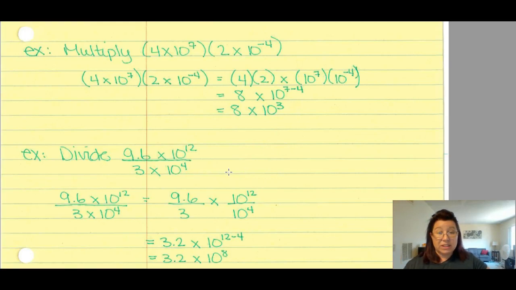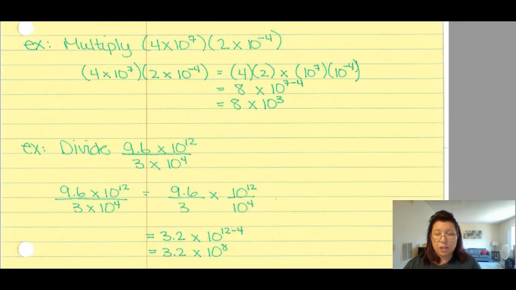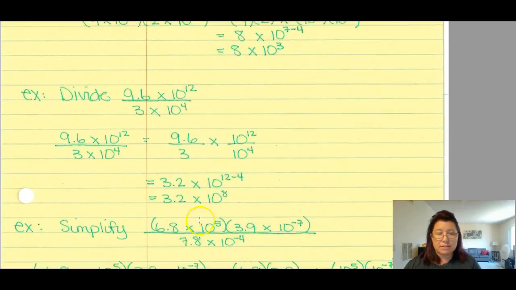Dealing with division, we're going to treat it the same way. We're going to separate the numbers. We're going to separate the powers of 10. 9.6 divided by 3 times 10 to the 12th divided by 10 to the 4th. Using our exponential rules, 9.6 divided by 3 is 3.2. And that's going to be 10 to the 12th minus 4, in other words, 10 to the 8th. 3.2 times 10 to the 8th.